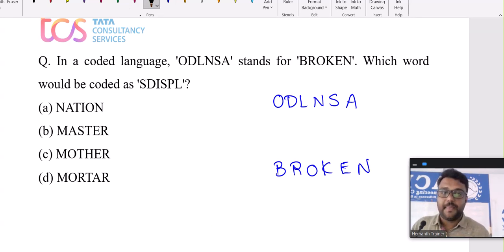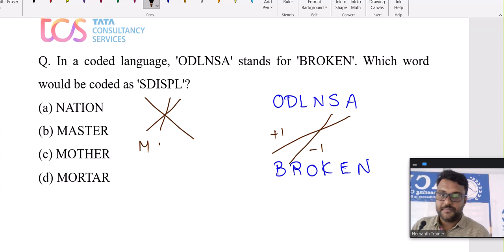Here also A, next letter S, previous letter. So if you try, L next letter, P previous letter. Likewise, M, O required. Then S next letter means T will come. So it seems to be MOTHER. Same logic.